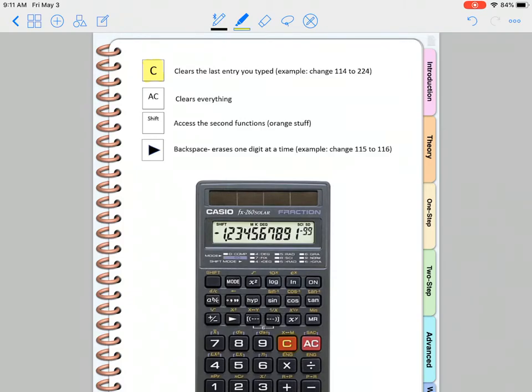But the clear button is going to clear the last entry you typed. For example, if you type in 114 and you meant to say 224, you could hit the clear key and it will erase the 114 and allow you to type the 224.